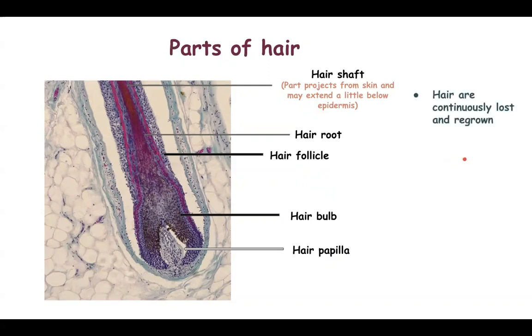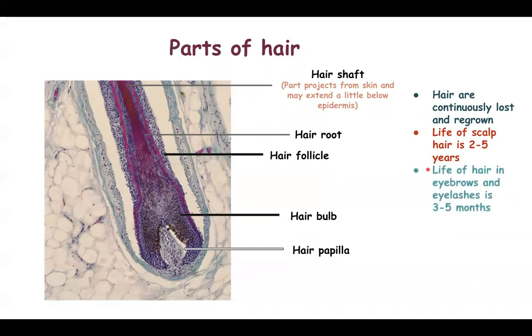Hair is continuously lost and regrown. The life of scalp hair is 2 to 5 years. The scalp hair is the hair on your head. Their lifespan is 2 to 5 years. The life of hair on eyebrows and eyelashes is only 3 to 5 months. So different body parts have hair with different lifespans.